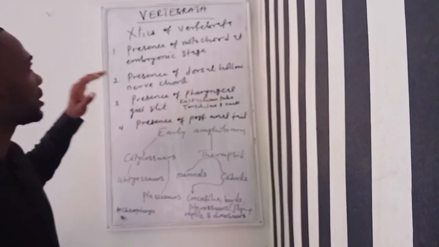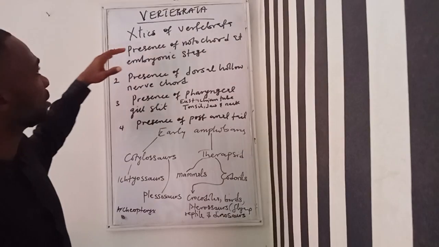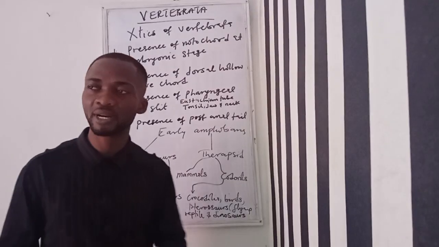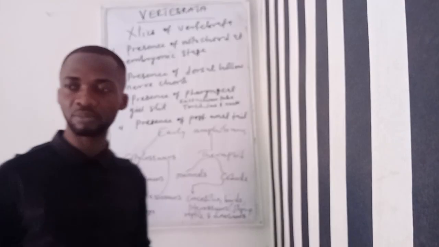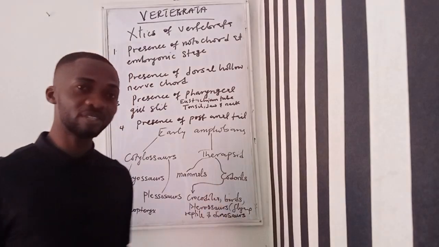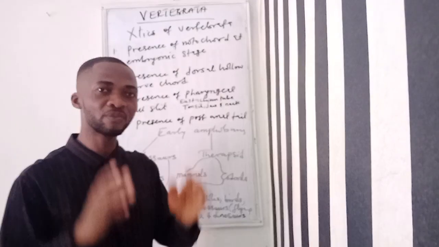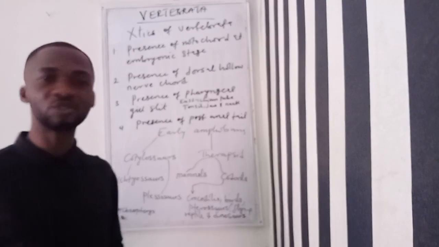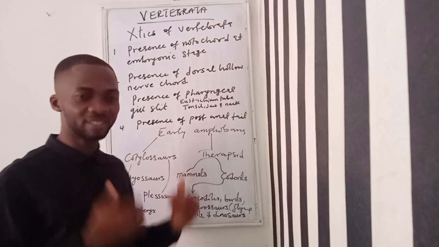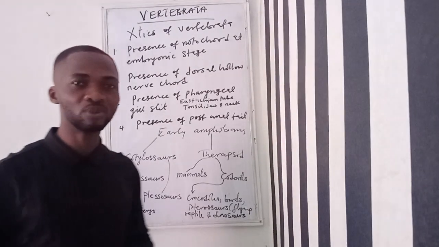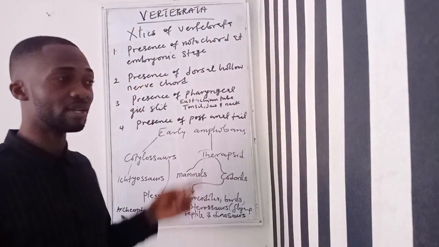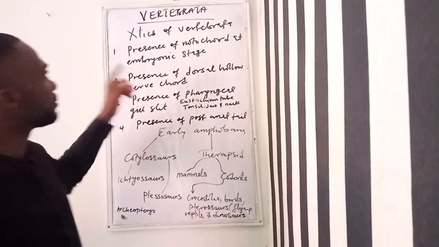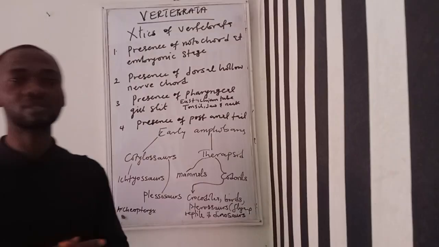Now, when we get to the study of vertebrata, we have 4 main characteristics of this subphylum. Even though there are others, these ones are called the key 4 characteristics or features, or you can even call them diagnostic features, since these features are peculiar to the subphylum Vertebrata, not chordata, subphylum Vertebrata. So, the first one is the presence of notochord at embryonic stage.